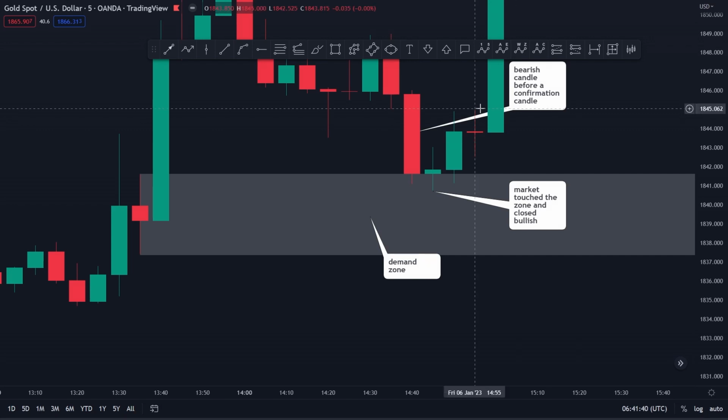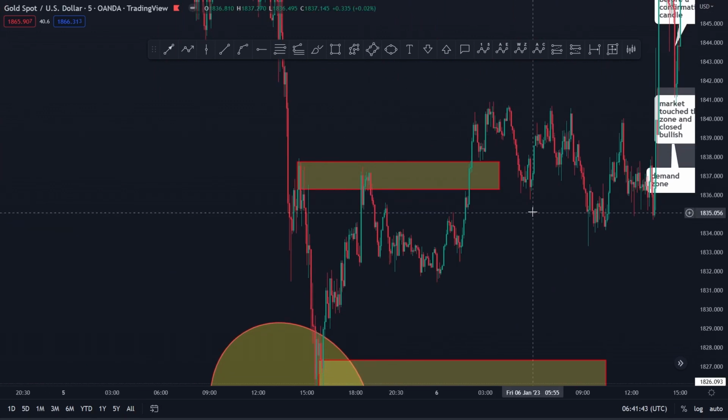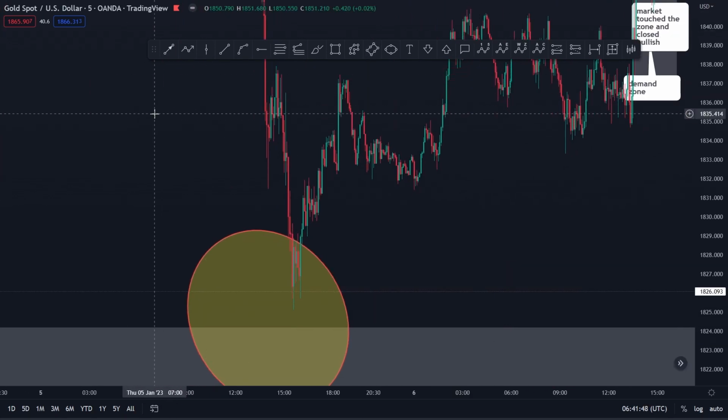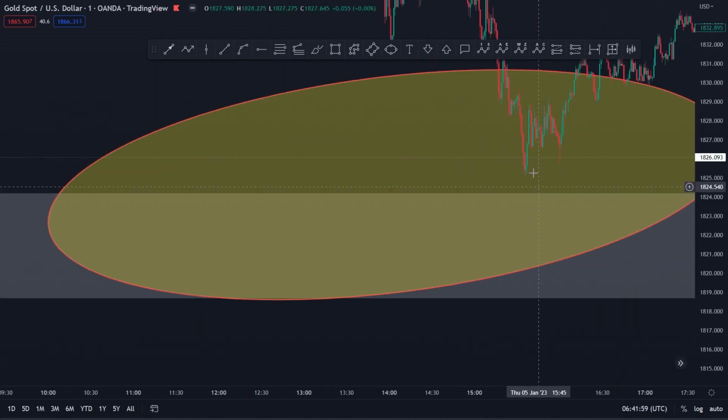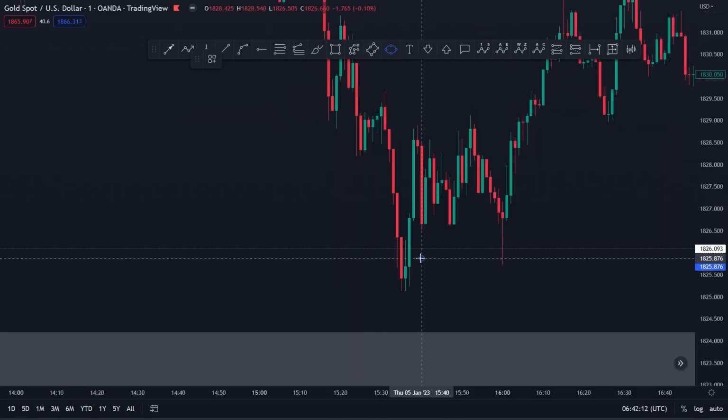I will try to move on to at least the 1 minute, because everything is not clear here. Let me move on to the 1 minute right now. 1 minute. This is where the market touched the zone here. Okay, let me remove this. The market touched the zone here.